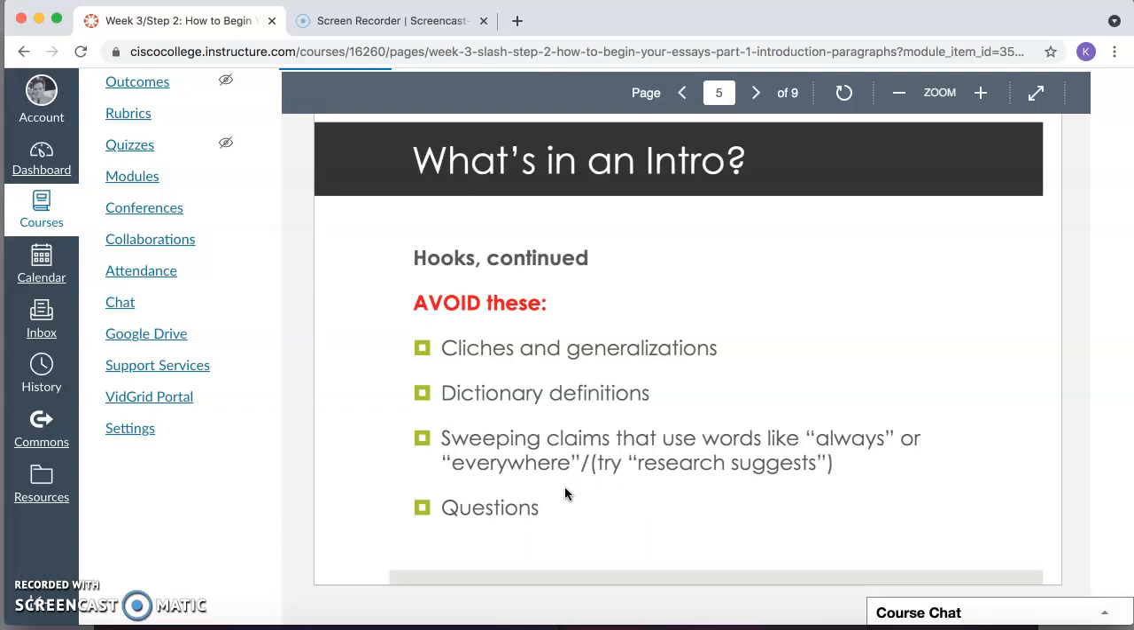Avoid sweeping claims that use words like always and everywhere. Instead, try something like research suggests. Remember, you're writing formally, you're writing academically, so you're not generalizing anything.